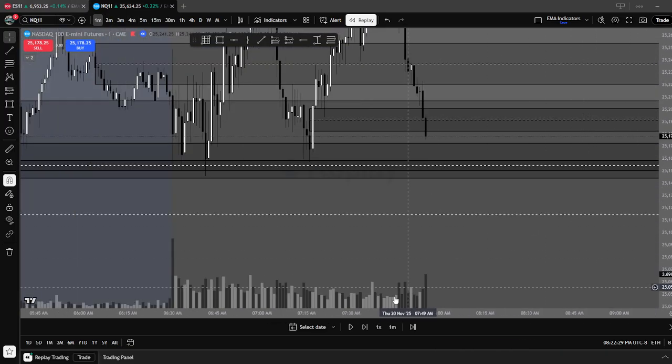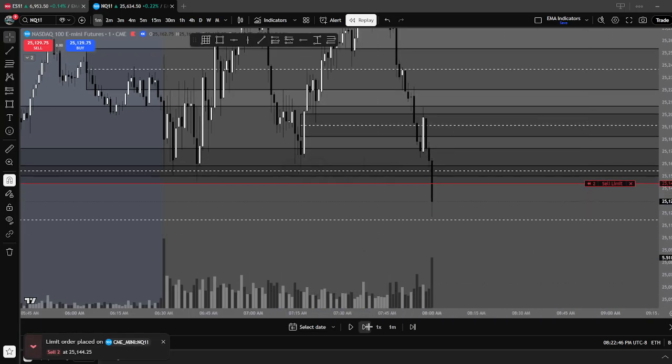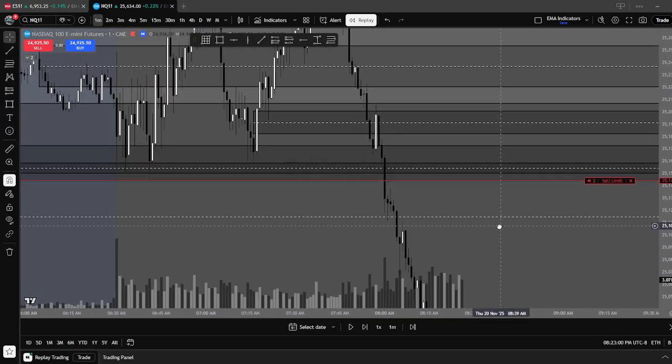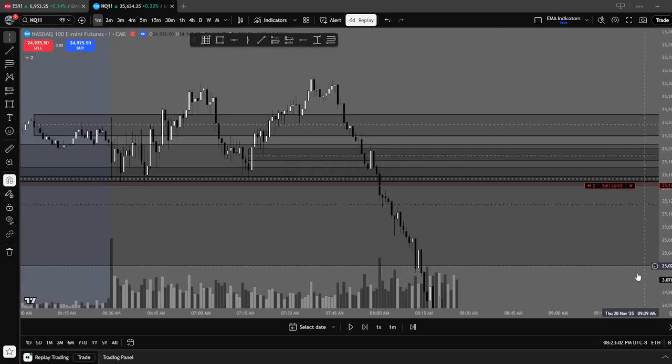So once we push below this, set to, should be getting entered in, hopefully. Nothing. Looks like the 1 minute may have been the entry.